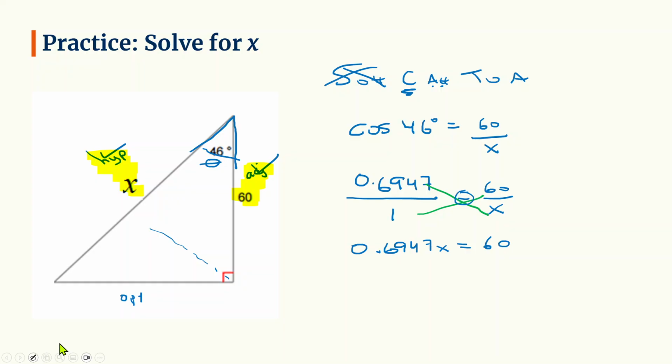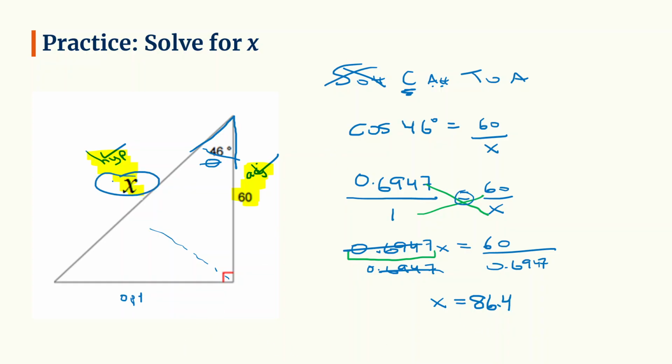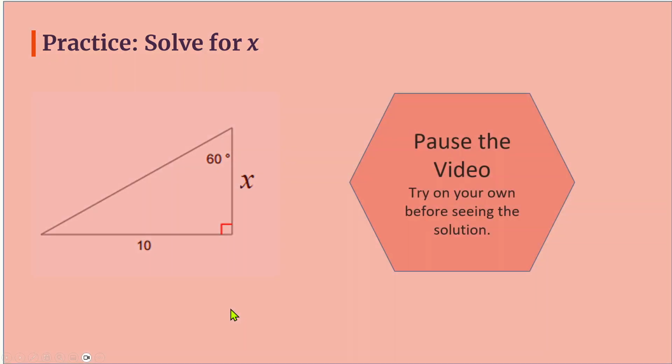So again, I've got that situation where I want x isolated, so I need to get rid of 0.6947. And right now it's multiplied, so I'm going to divide both sides by 0.6947. So over here, I'm left with x equals, and when I do in my calculator 60 divided by 0.6947, I get 86.4, rounded to 1 decimal place. So the length of this side is 86.4, which makes sense because that's 60. So yeah, good. Here's another one. I want you to pause and try it on your own.